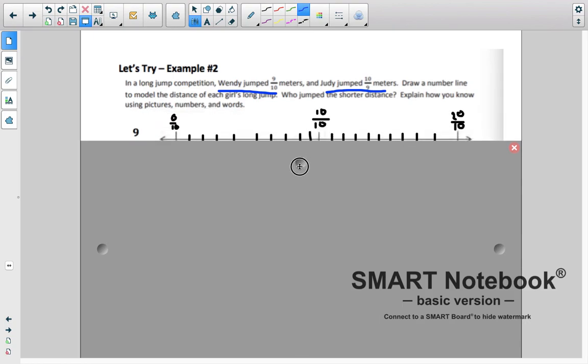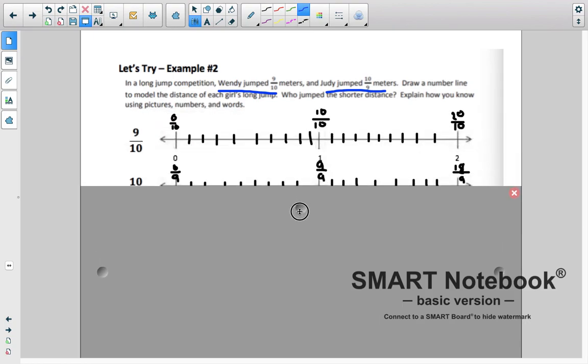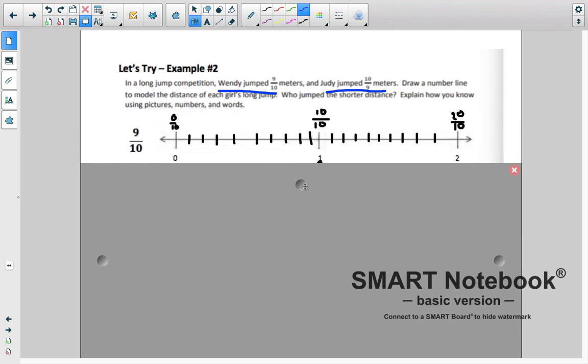So I'm going to look at Wendy's jump first. So she said that she jumped 9/10 meters. So I'm going to mark with a dot 9/10. Well, I drew my number line and I did it all the way to 2.